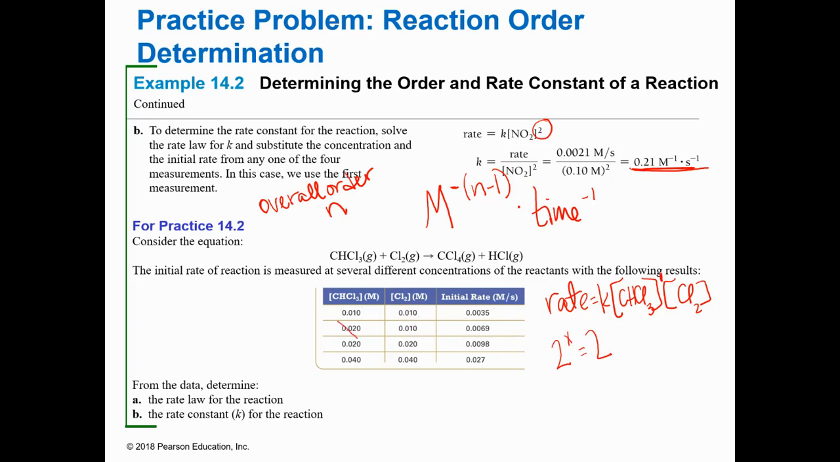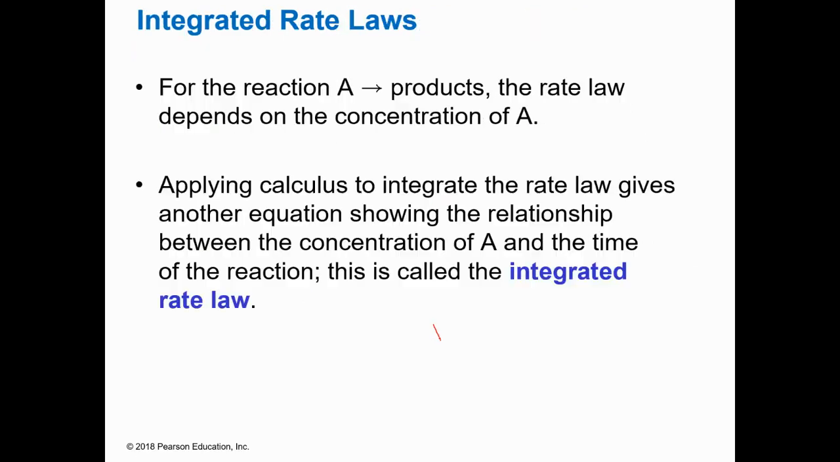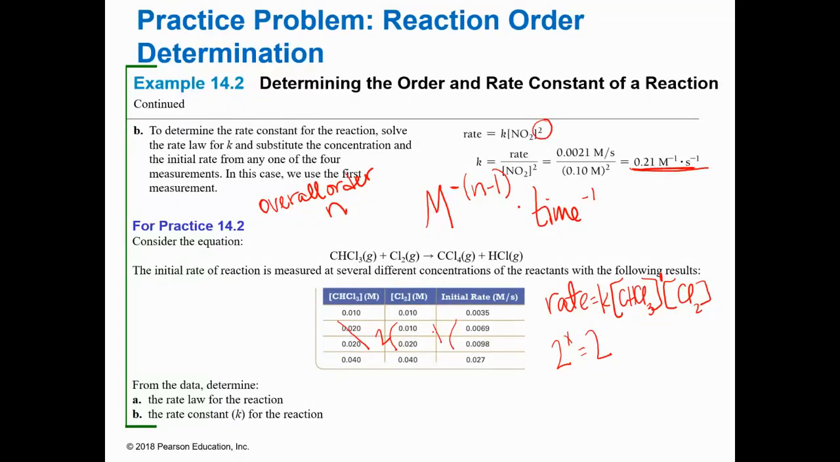Then I find another one here. They're the same, and I've got doubled. This is not doubled or quadrupled. It's not an easy number. So when that occurs, you need to go ahead and divide them by each other. So I'm going to divide 0.0098 by 0.0069, and I get 1.42. My arm is messing with it.